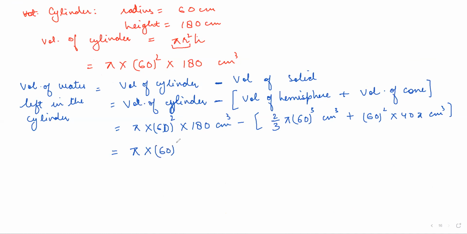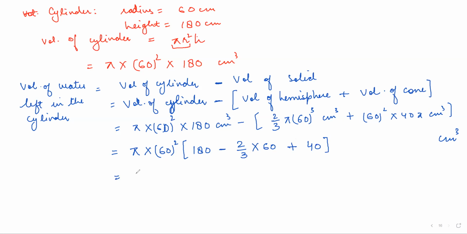I can take that common, right? And obviously everything will be in centimeter cube, so I can write it here. It is also common. Now I have 180 minus, here I have 2 by 3 into 60, because 60 square is outside, and plus I have 40 here. Is that clear? Yes, ma'am. Okay, now it's looking easy.